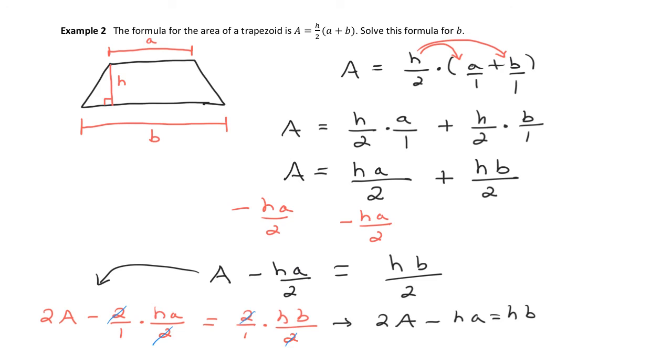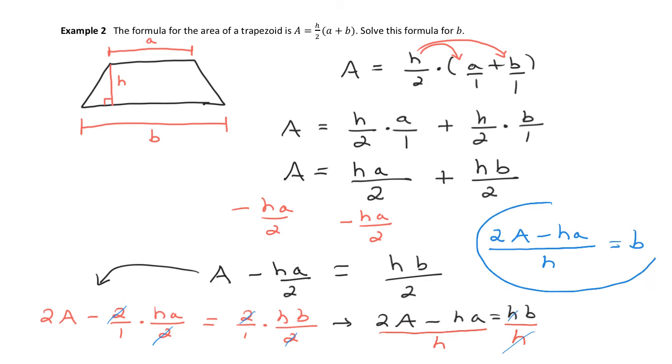So let's do that. I'm going to divide the left side by h. I'm going to divide the right side by h as well. So the h's cancel, and I'm left with b. I'll put that here. That is my final answer. 2a minus ha all over h is b. So this is a more involved expression, but the ideas are the same.